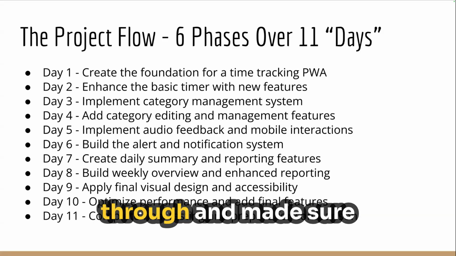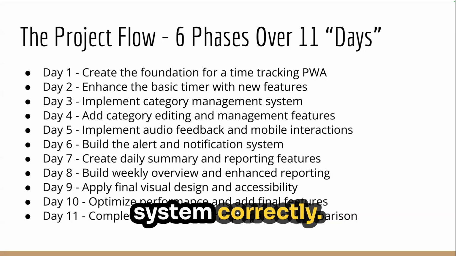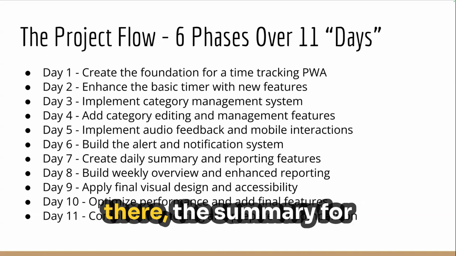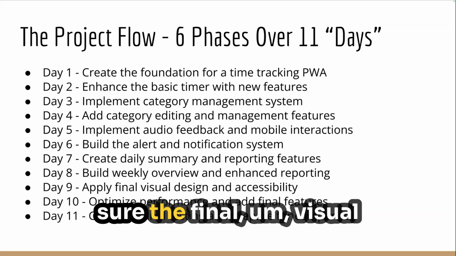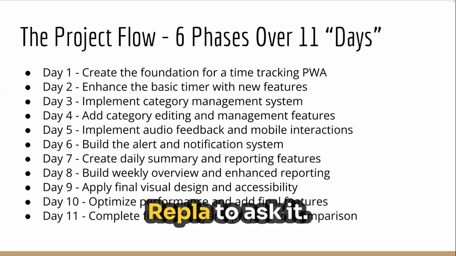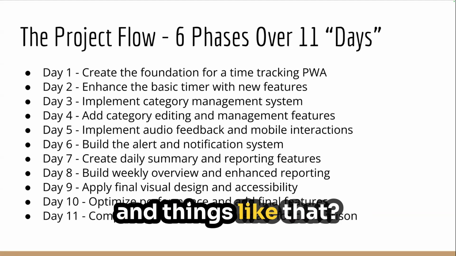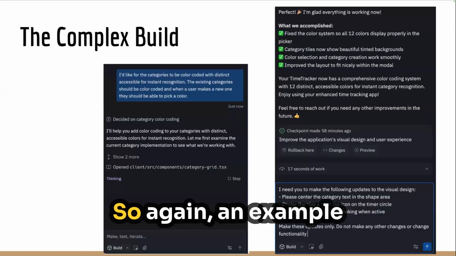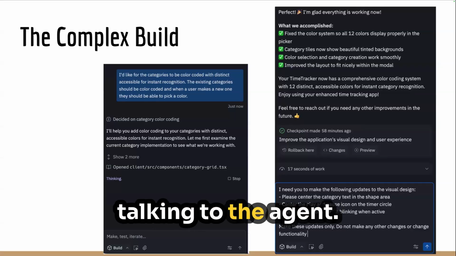So each day I went through and made sure that it implemented the category system correctly. The audio feedback was there. The summary for the weekly and daily were there. And making sure the final visual and design were correct. Checking with Replit to ask it, have you implemented the accessibility features and things like that. So again, an example of going through the complex build and talking to the agent.